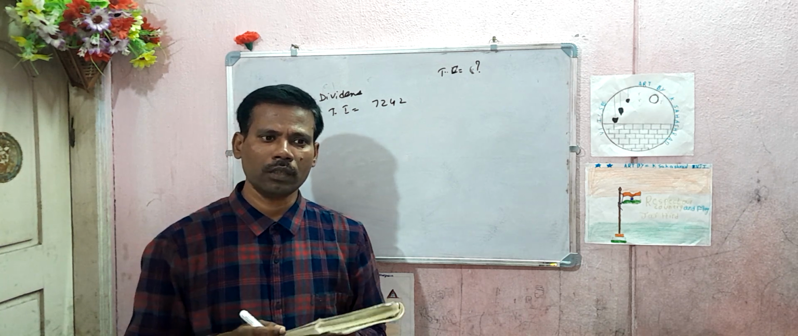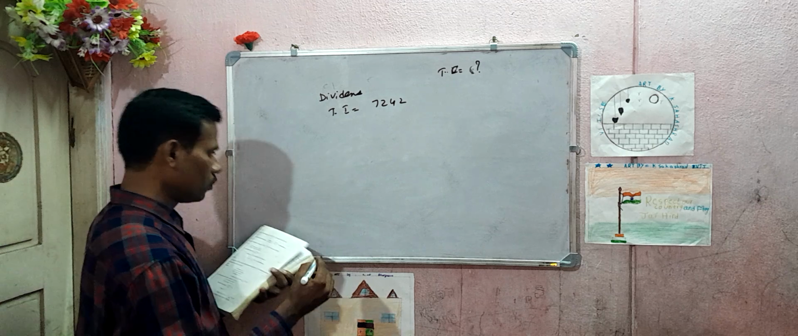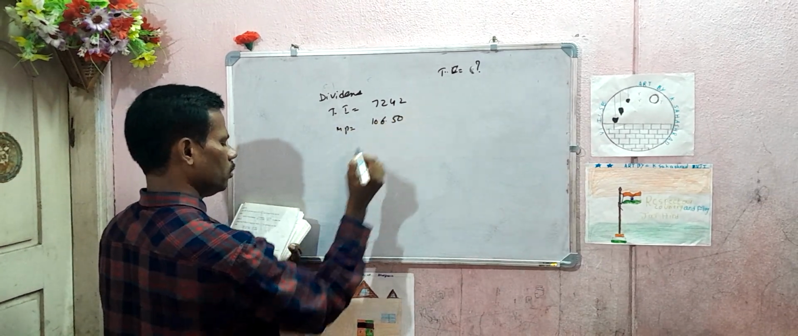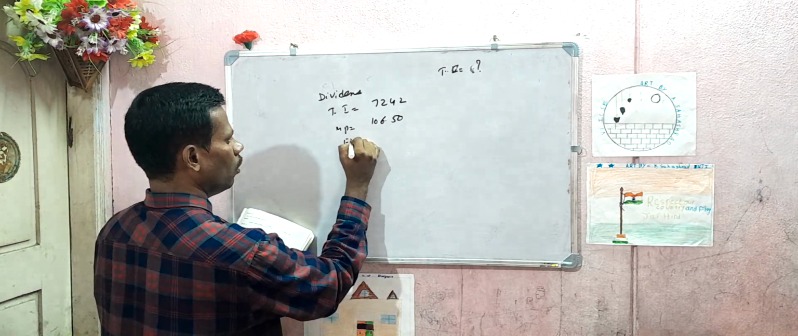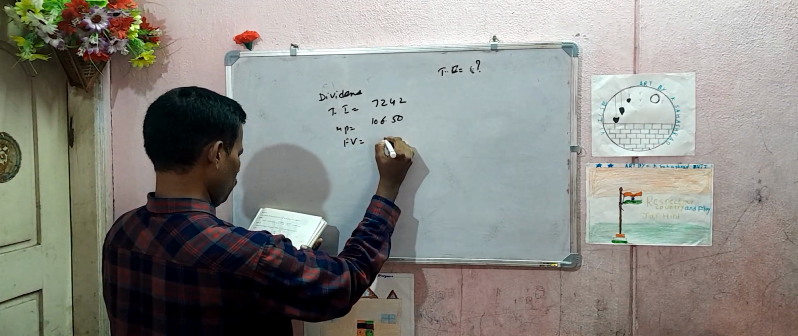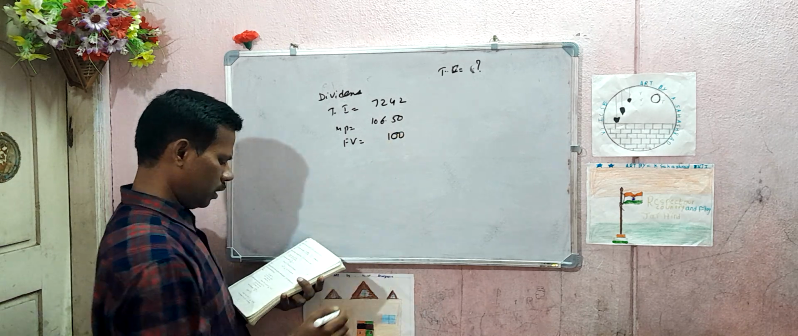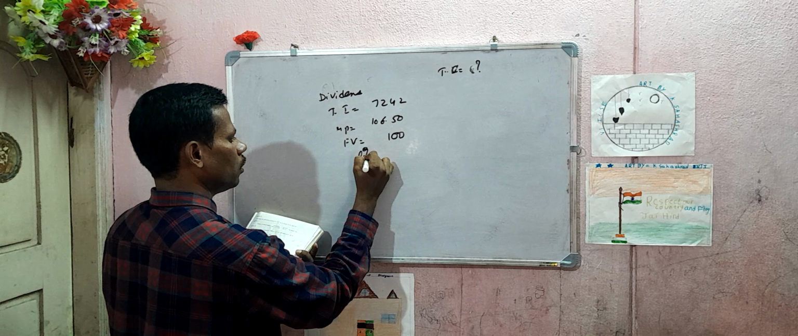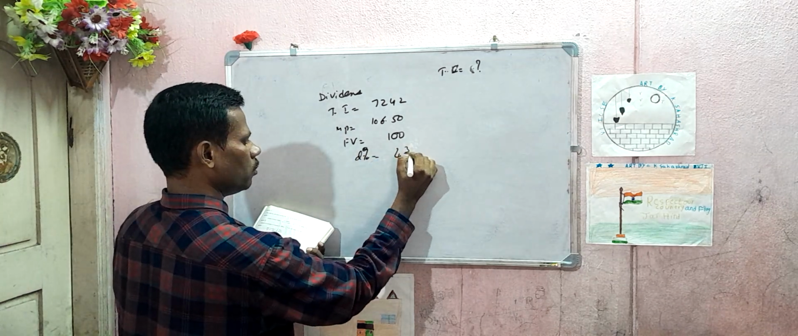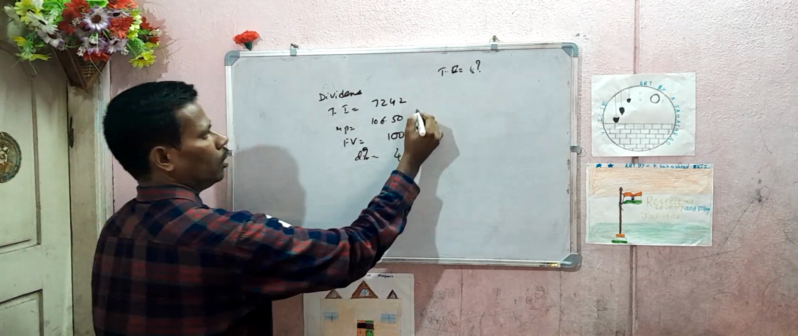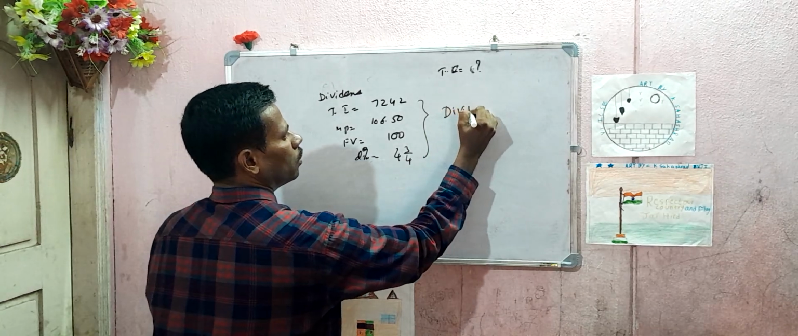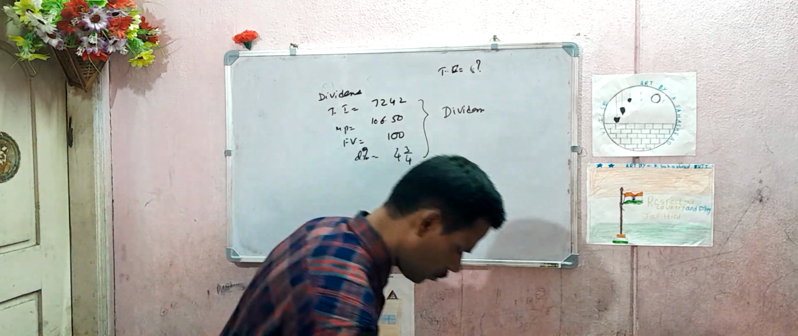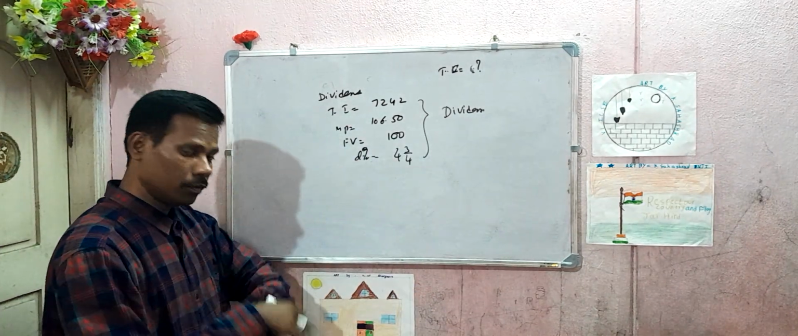That means clearly the market price is given. Market price is 106.50. Face value is rupees 100. Next, what is dividend given? Dividend percentage is 4 by 3 by 4. Now what is he asking? Dividend is asked. So how to do this problem?